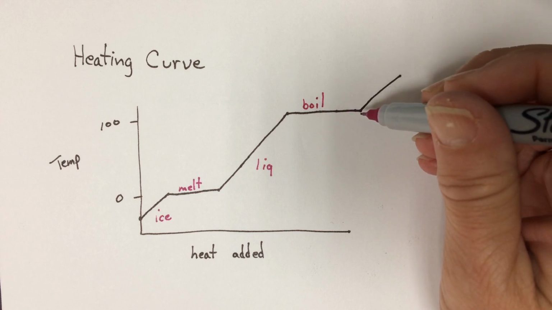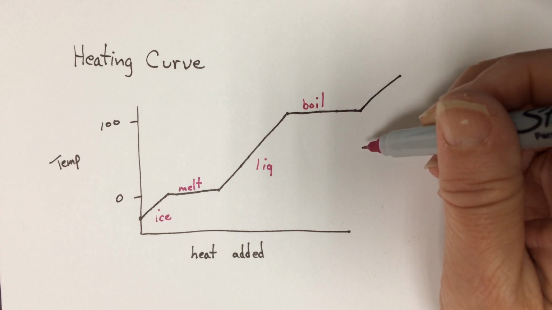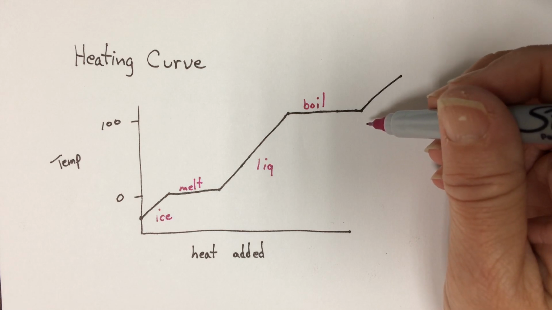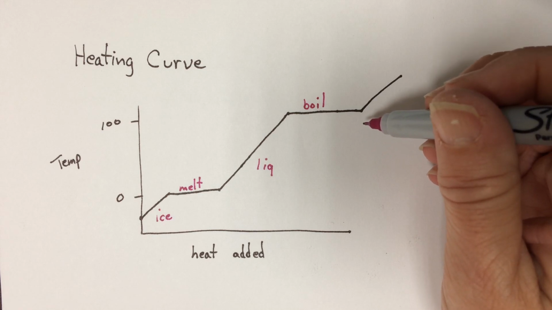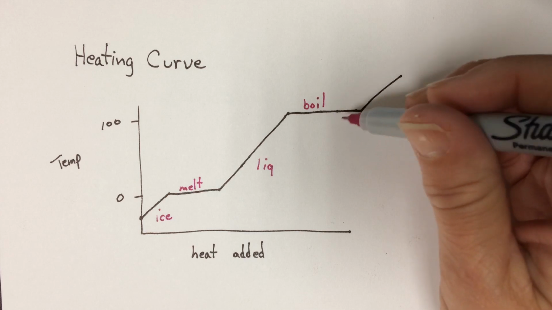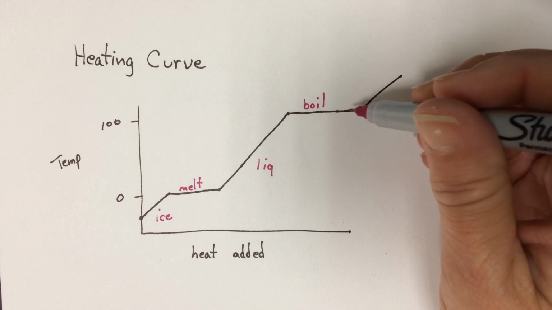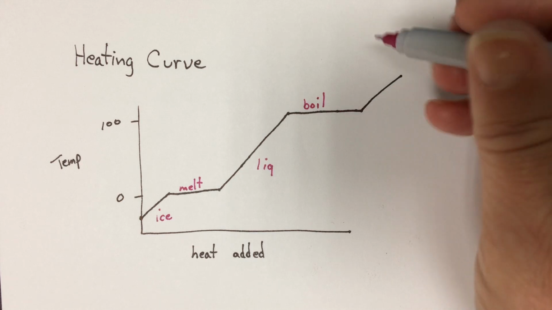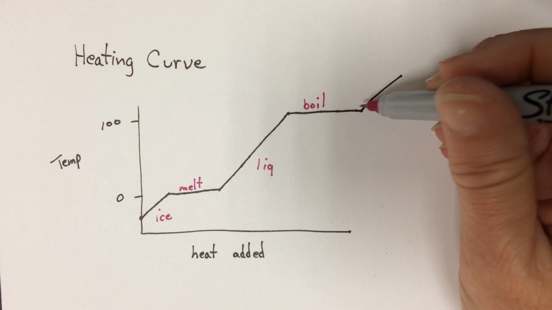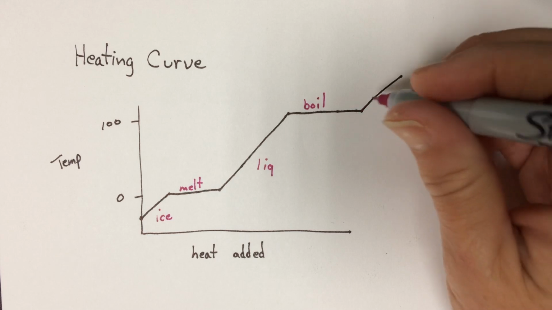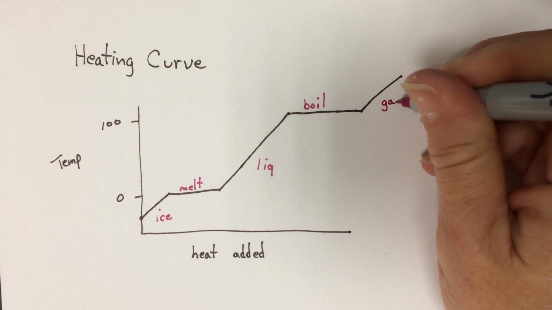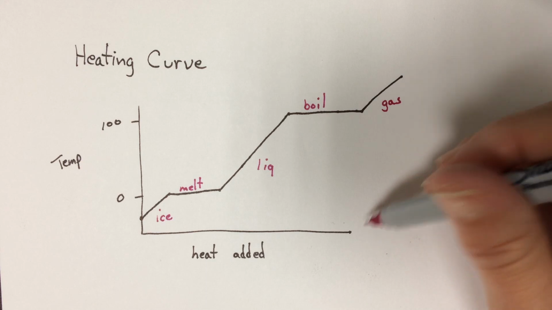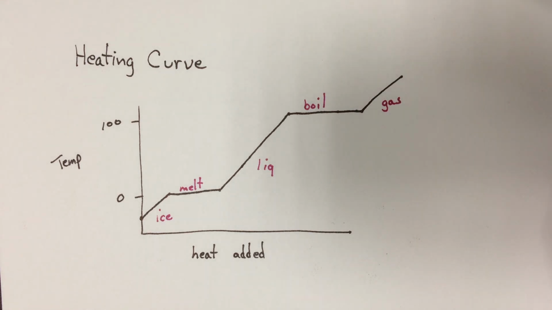And I continually add more heat, add more energy to the system, but instead of increasing the temperature, it only increases the distance between the molecules. And so we get boiling. When all of the water has been vaporized, we get a gas. And if we continually add more heat, the temperature will increase.